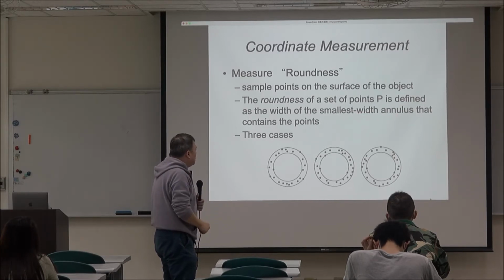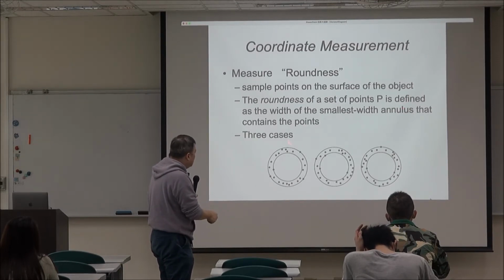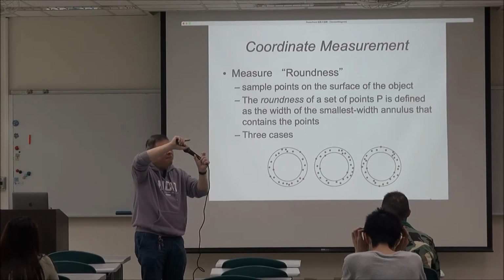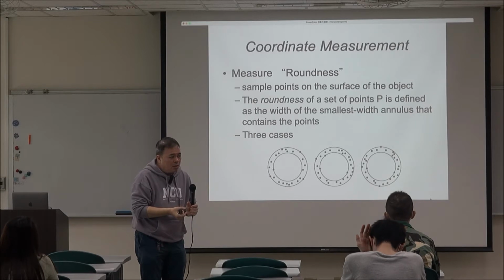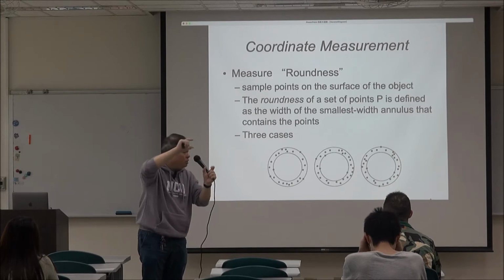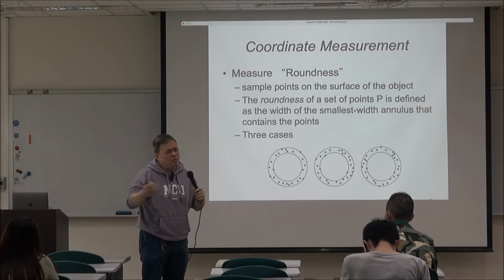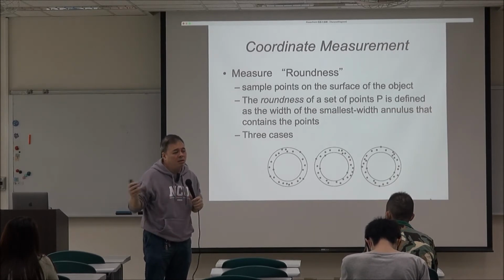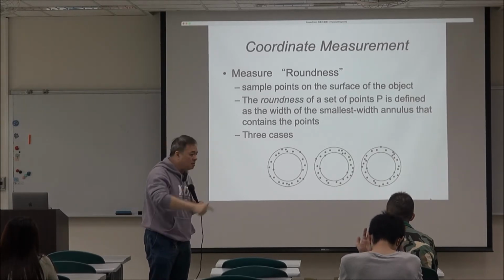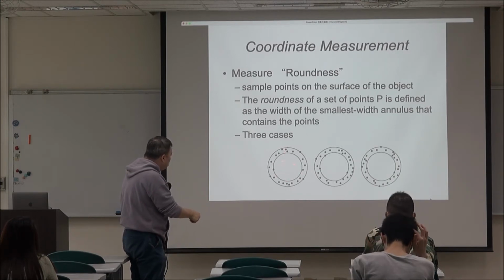We want the annulus that contains the points. Remember, we are not really measuring the width from the edge. If we measure the roundness by the edge of this object, then we don't need to do this sampling at all. The point of this sampling is to focus only on the sample points. We no longer look at the edge.